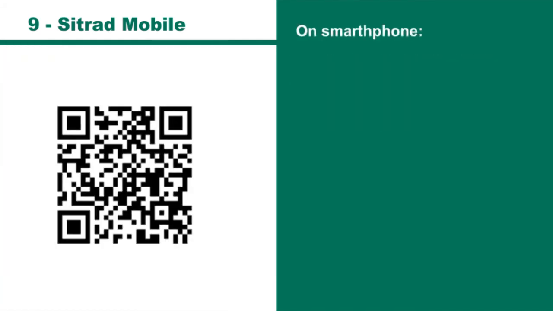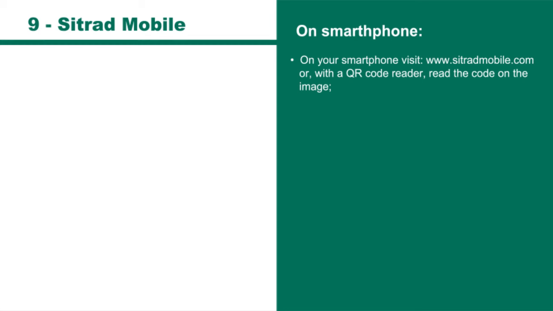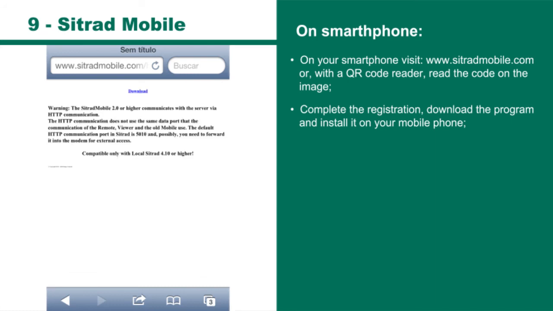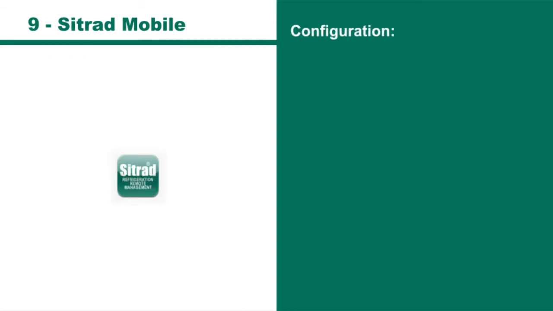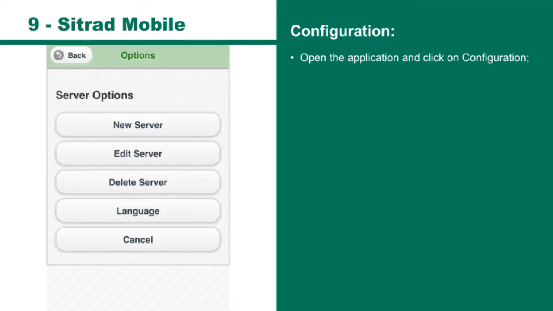From the browser on your smartphone, visit sitradmobile.com or, using a code reader, read the code on the site. Complete the registration, then download and install on your mobile phone. Configuration. Open the application and click on Configuration at the top of the screen. In Server Options, click on New Server.